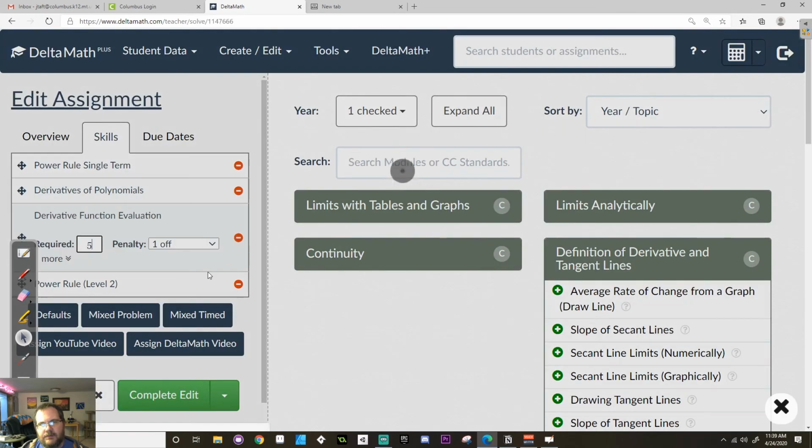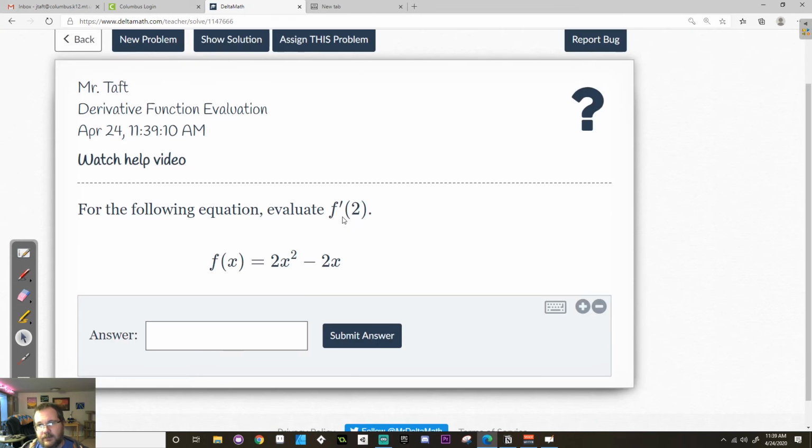We go back here. We're finding the derivative and evaluating it at 2. So the derivative would be 4x minus 2. And then if we plug in a 2, 4 times 2 would be 8. 8 minus 2 would be 6.